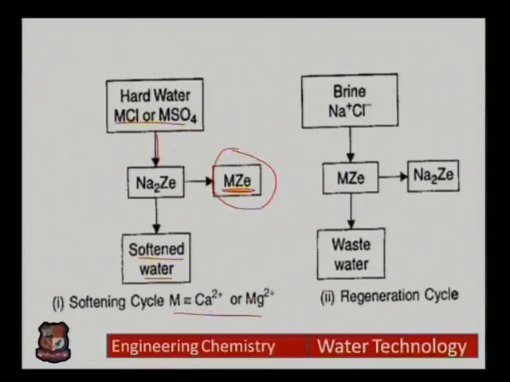So what we need to do? We need to pass brine solution, that is Na+ and Cl-, to MZe, that is exhausted zeolite. It gets converted back into Na2Ze, that is regenerated zeolite, which again can be used for the softening purpose, and wastewater is generated. This is the regeneration cycle, and these softening and regeneration cycles occur again and again.